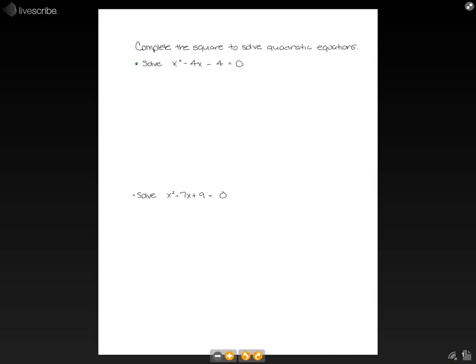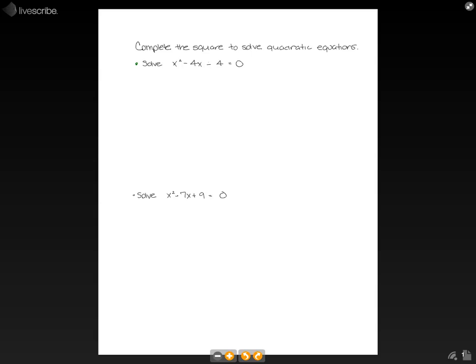This pencast will be talking about completing the square to solve quadratic equations. Completing the square is a technique that we use when we can't solve a quadratic equation with factoring. If we tried to solve this quadratic equation, which is x squared minus 4x minus 4 equals 0, by factoring, we see that we cannot do that.